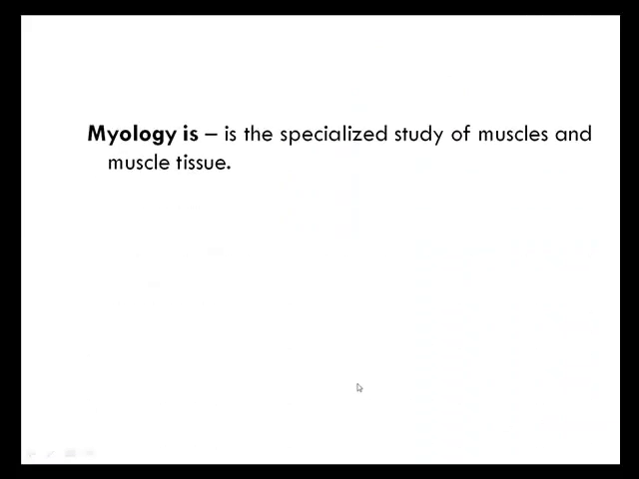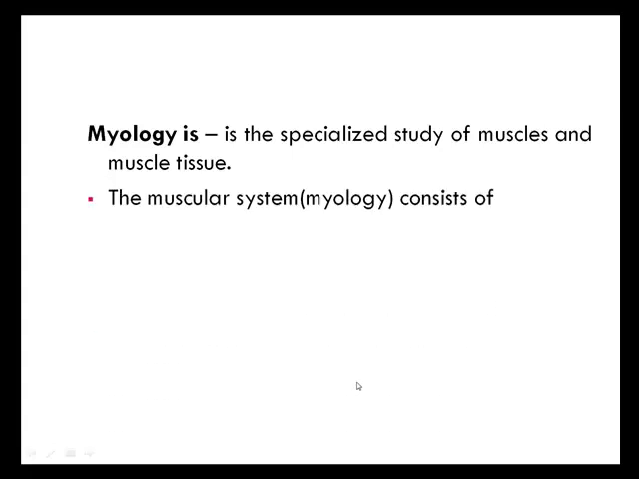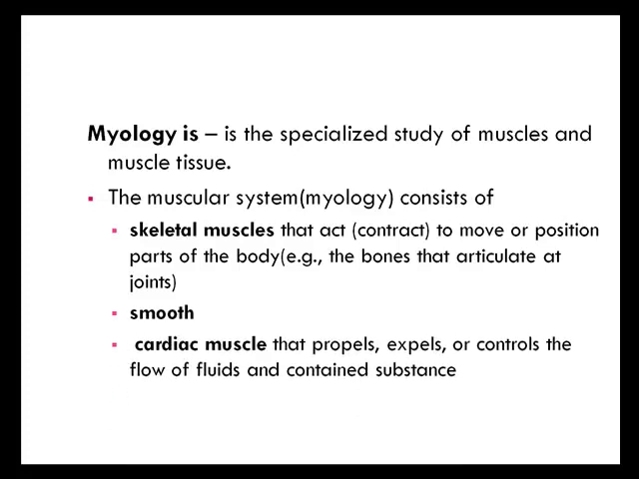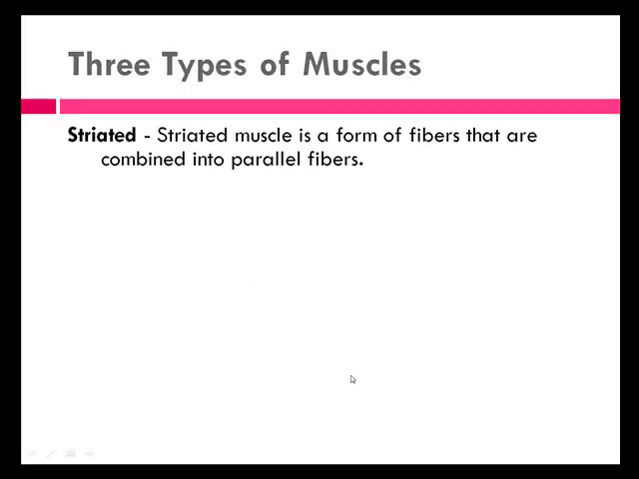The muscular system. Myology is the specialized study of muscles and muscle tissue. The muscle system consists of the skeletal muscles that act and contract to move or position parts of the body, for example, bones that articulate at joints. And then we have smooth muscles, which are found in our organs, like our stomach, our glands, our intestines. Cardiac muscle propels, expels, or controls the flow of fluids and contained substances. It is the heart.